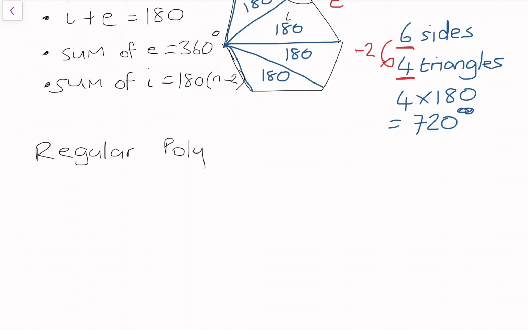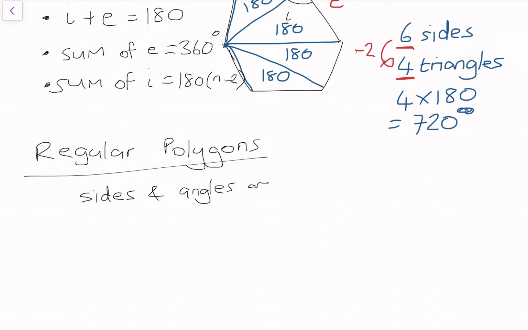These are polygons where the sides are of equal length and the angles are of equal size. So it's really important that both of those are true: sides and angles are equal. So an equilateral triangle, a square, a regular pentagon, a regular hexagon, etc.